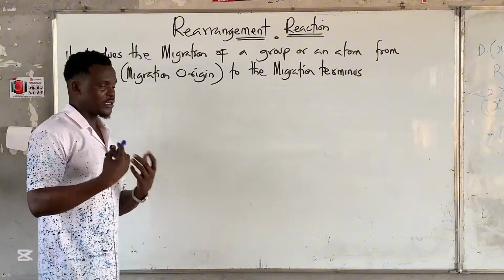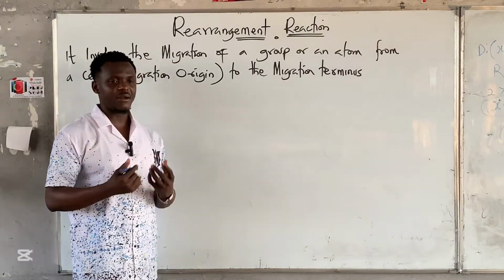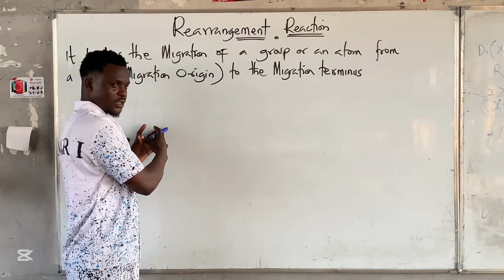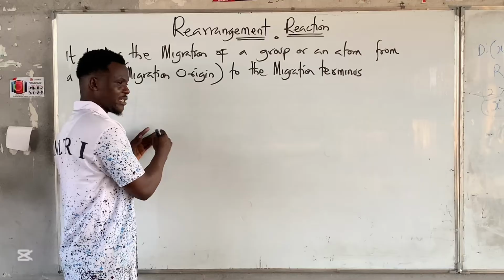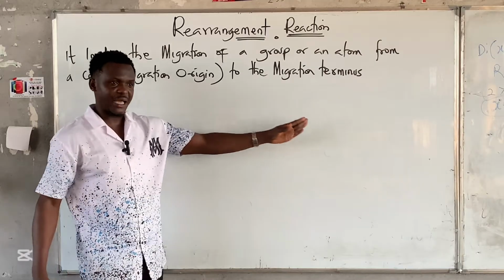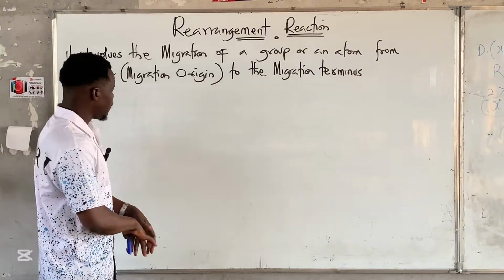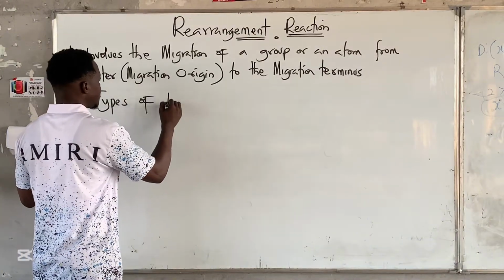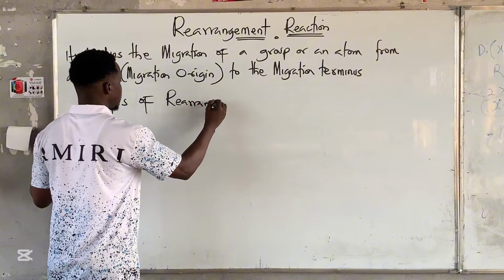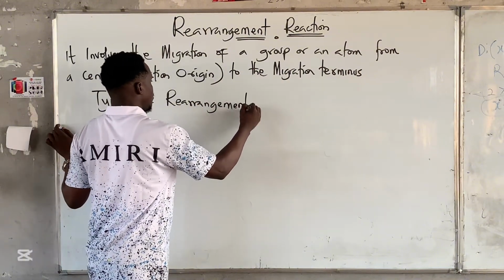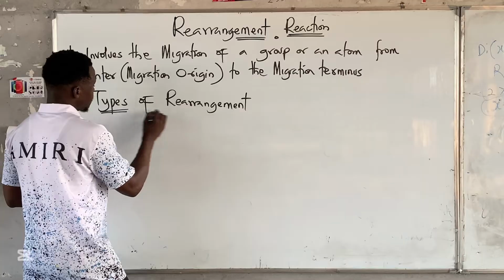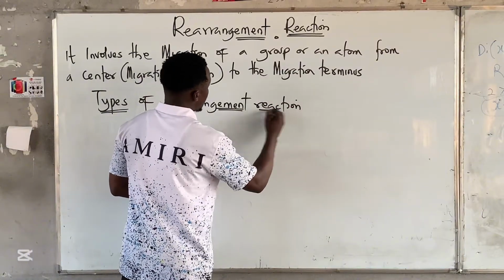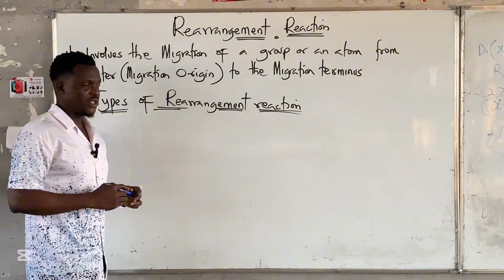Okay, so it's an organic reaction where a migrating group is migrated from one point to the other. The point where it's starting from is the origin. The point where it's going to end is the terminus. Right? Now we have types of rearrangement reaction. We have two major types of rearrangement reaction.